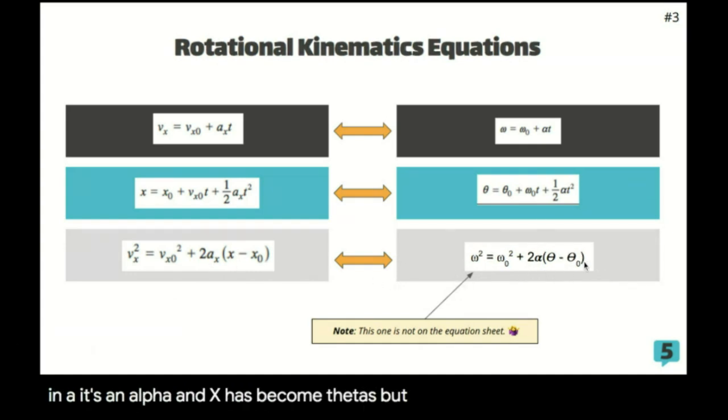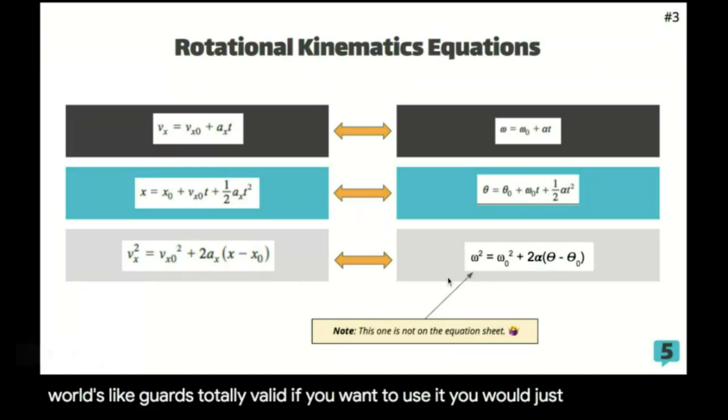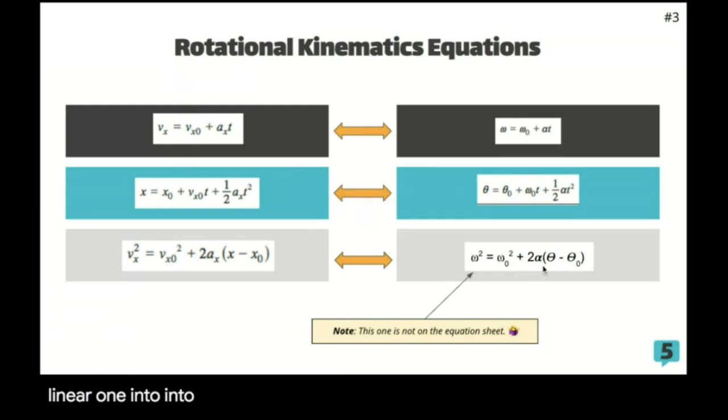But that last one isn't on your equation sheet, but it is, I'm blanking on the word, it's valid. That's the word I was looking for. It's totally valid if you want to use it. You would just translate your linear one into this one. So that's it. That's rotational kinematics.